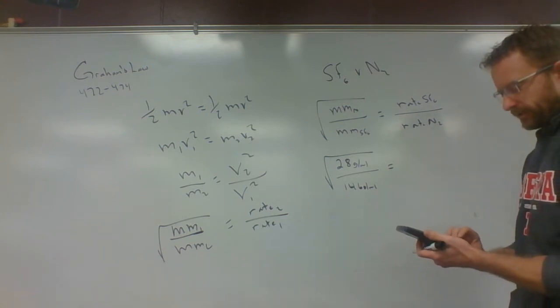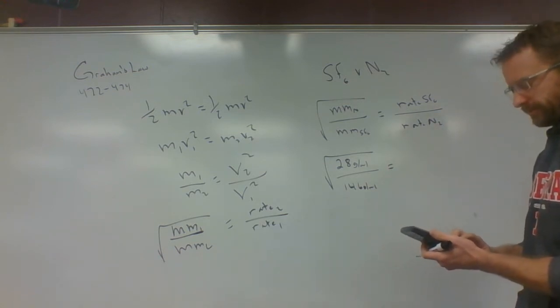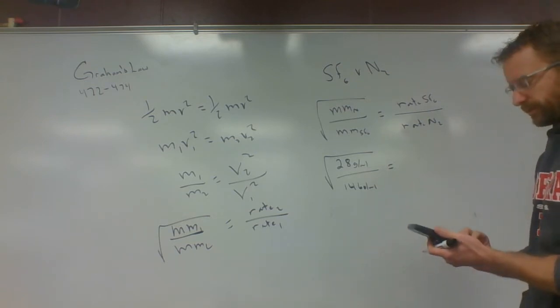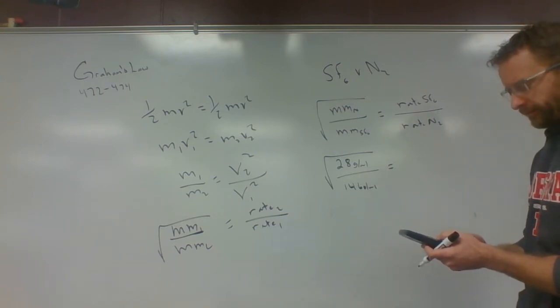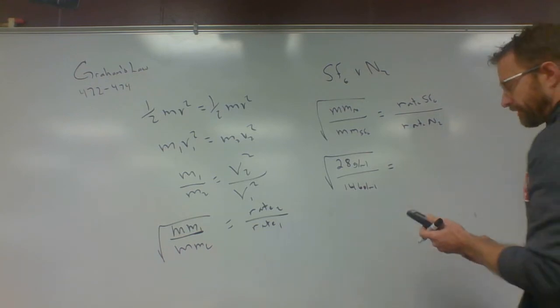It's actually dense enough that you can float things on it, like little aluminum foil boats. So 28 divided by 146, square root that.